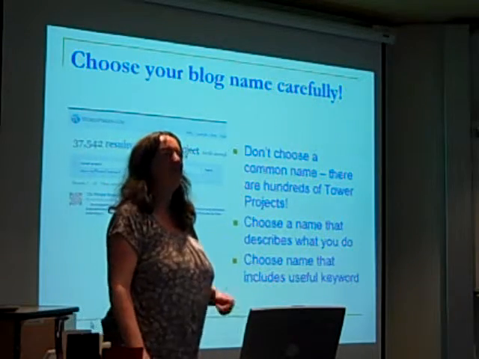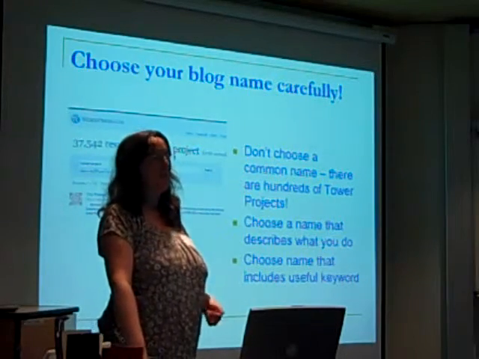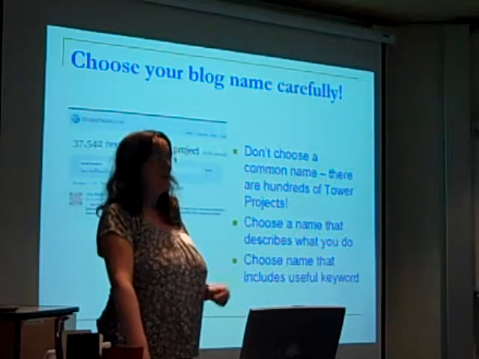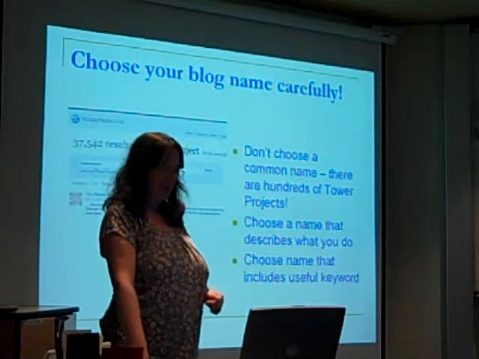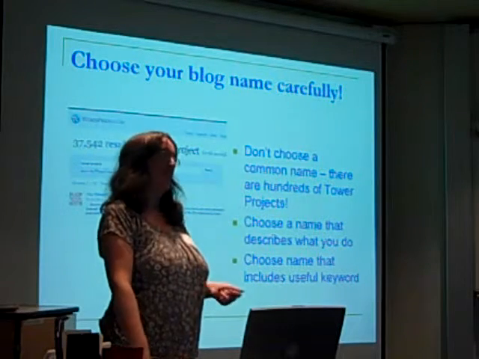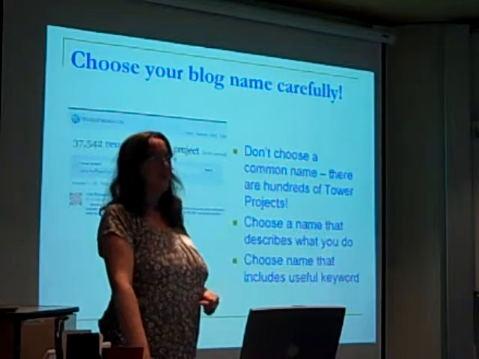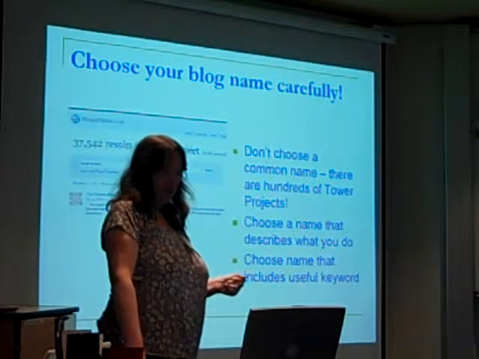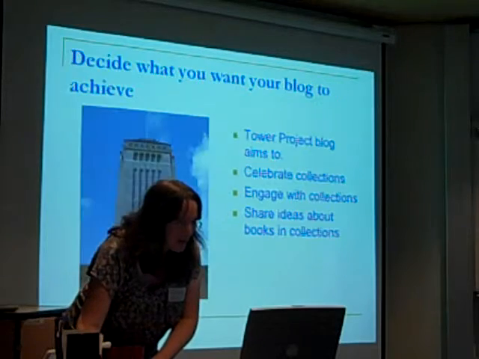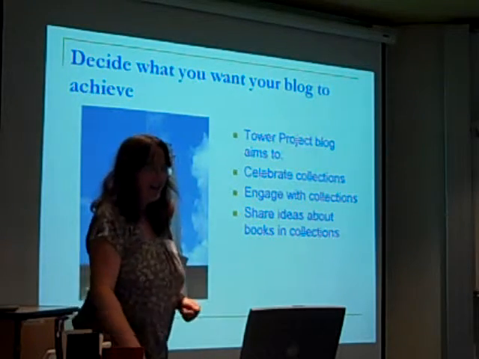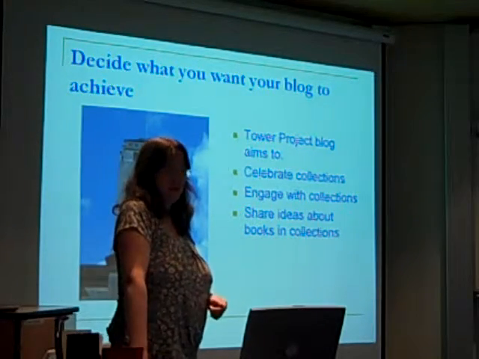So one of the reasons I wanted to do this was because we've only been doing this project for 4 weeks. While we're still new to it and all the mistakes are fresh, I thought I would go through them now. So don't choose a name for your blog like Tower Project. There are 37,000 Tower Projects. Choose a name that tells people what you do. And decide what you want your blog to do.